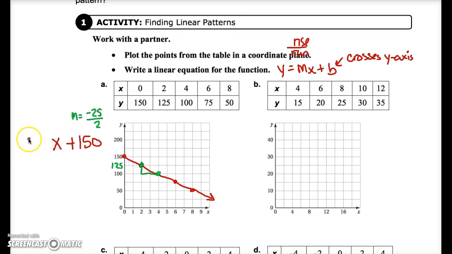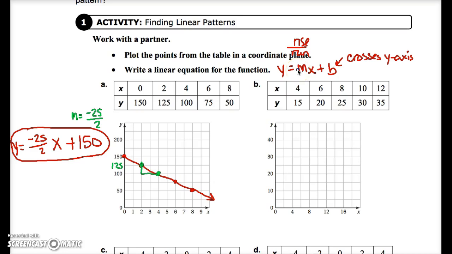So my slope is actually negative 25 over 2. So that's going to go in front of the x. And then we have the y equals way out here in front. So there is your linear equation for this graph. We graphed it. We figured out where it crossed the y-axis. And then we used rise over run to determine the slope, and then just plugged them into y equals mx plus b.